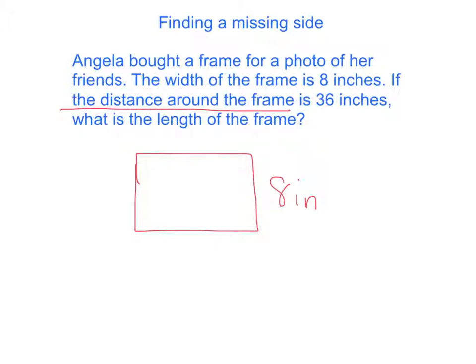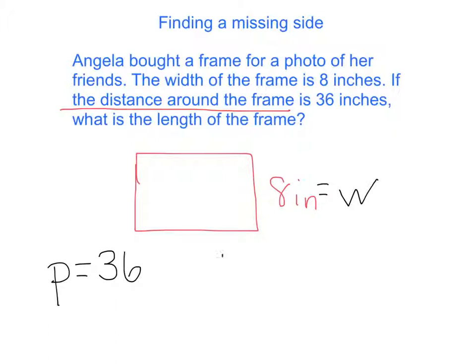When we think of perimeter, we think about the distance around the outside. So imagine yourself walking a football field. If you were walking on the white lines of a football field or a soccer field or a basketball court, you are walking the perimeter of the court or the field. You're walking around the outside. So if the distance around the outside is 36, that means that P equals 36 and W was the 8.